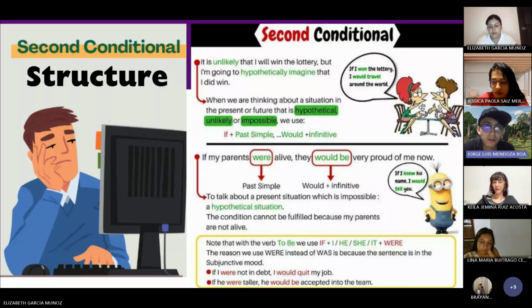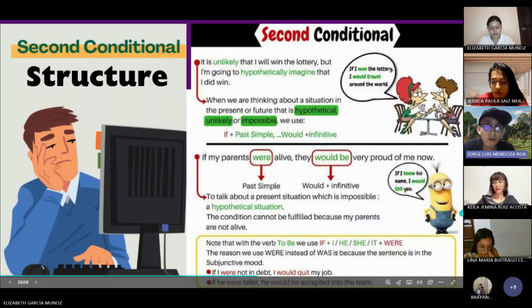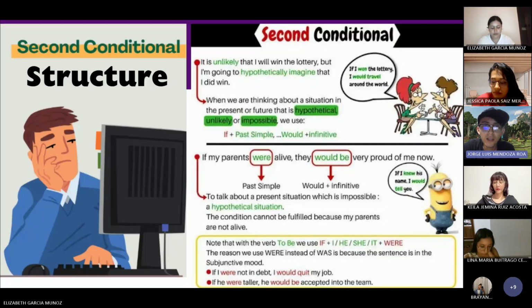We use this tense when we want to express hypothetical or imaginary situations that are unlikely to happen. I don't know if you know what unlikely means. This is when something is not probable to happen, that is not going to happen. And it can be used to express a hypothetical situation in the present or in a future time.